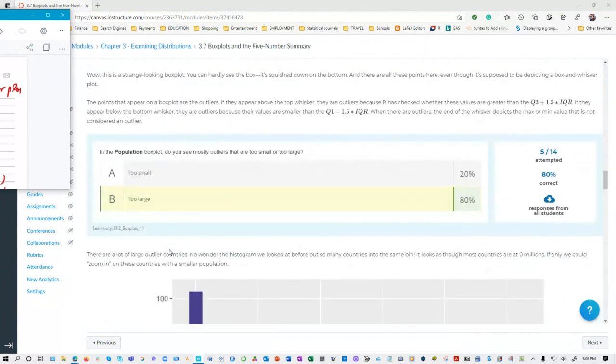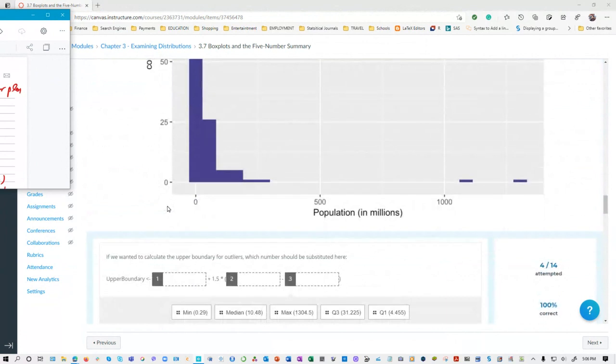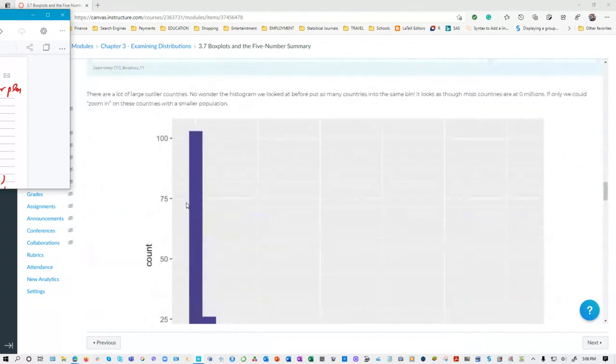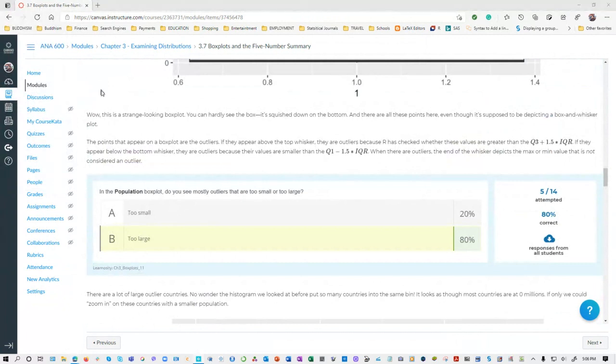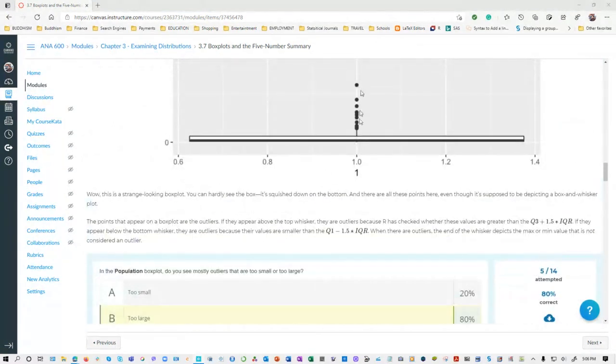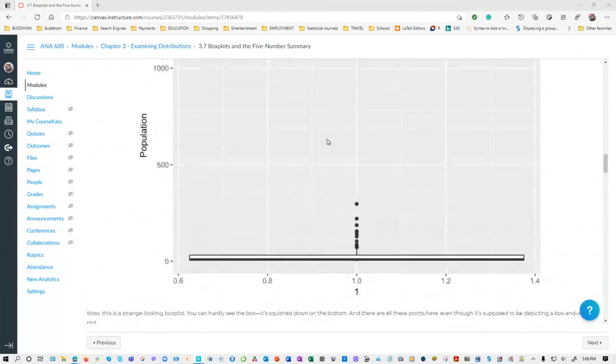See the population box plot. Do you see mostly outliers that are too small or too large? Large. You saw the outliers. This is how you're going to find the outliers. Look at how you're going to find the outliers.